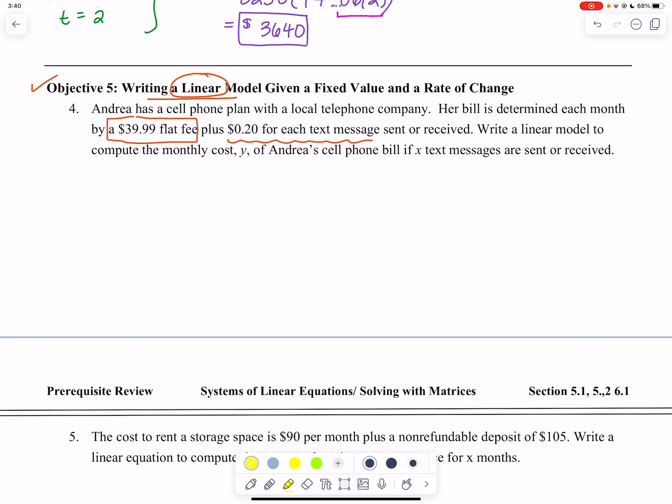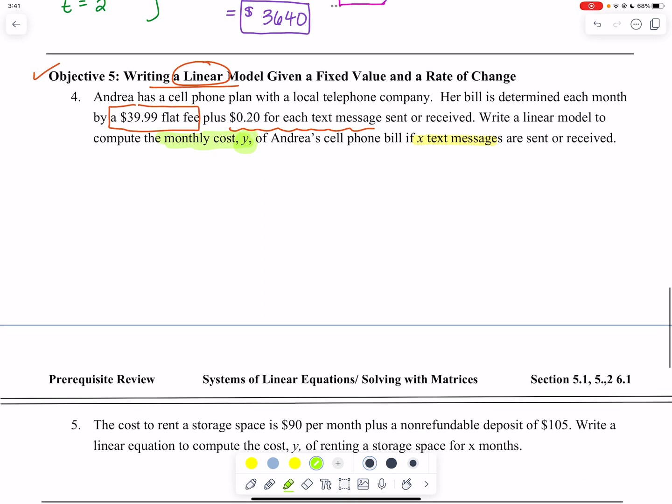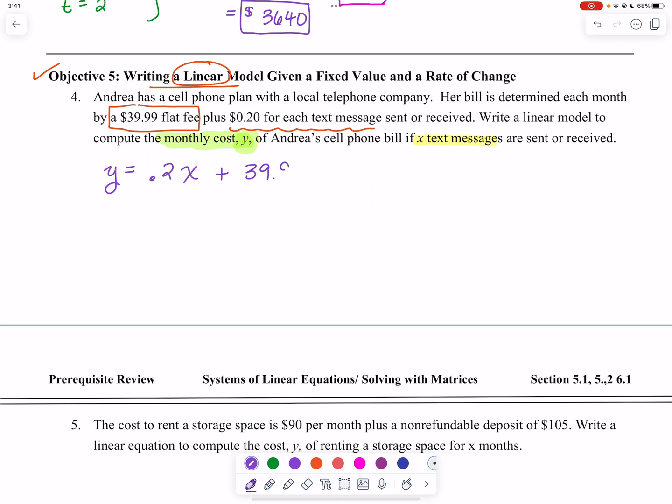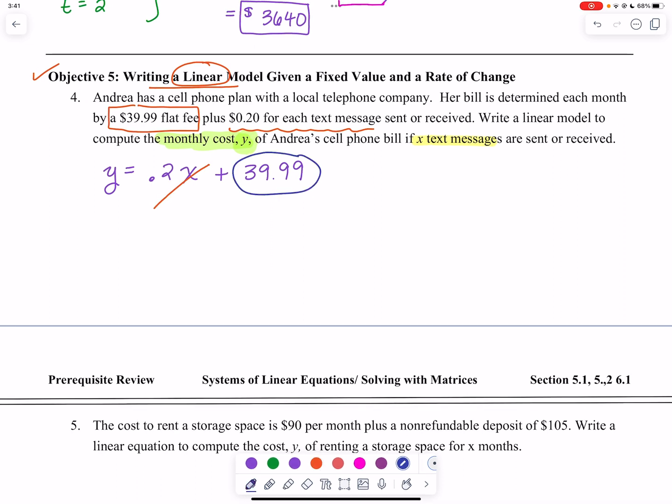Now here we can see we're going to let X equal the number of text messages, and Y is going to be the cost, the monthly cost. So we're going to have the fixed amount and we're going to have the variable amount. So here we have 20 cents times the number of text messages, and then we're going to add $39.99 to that amount. So as you can see, if you sent no text messages, she would still have to pay that flat fee of $39.99.